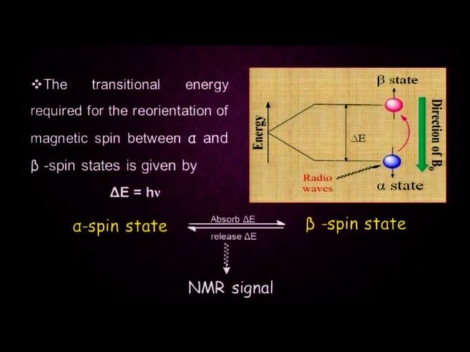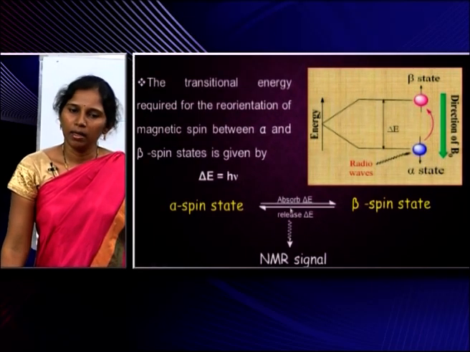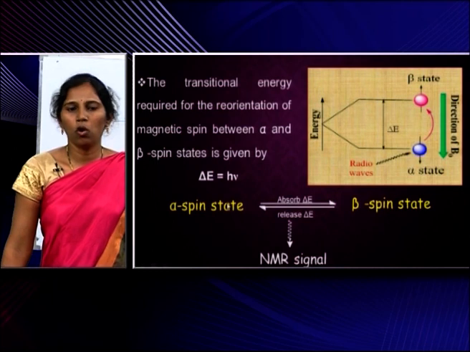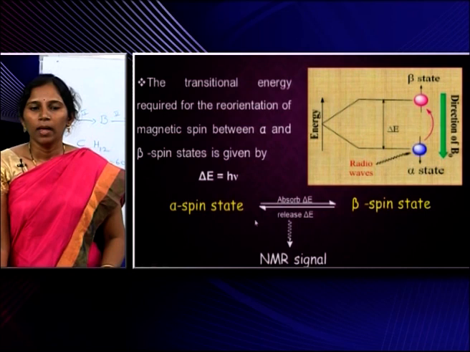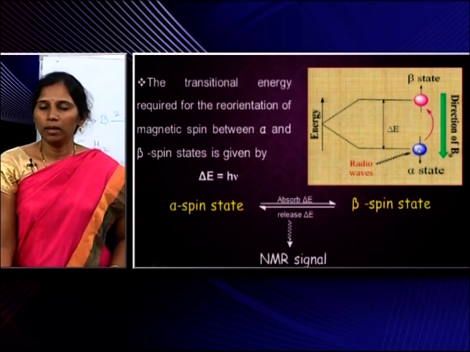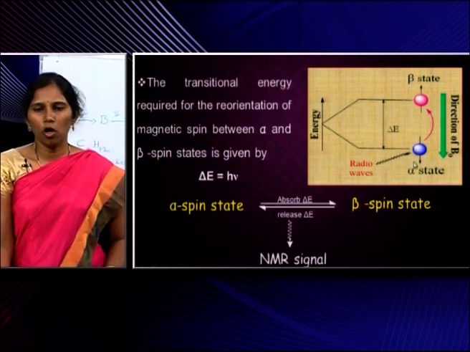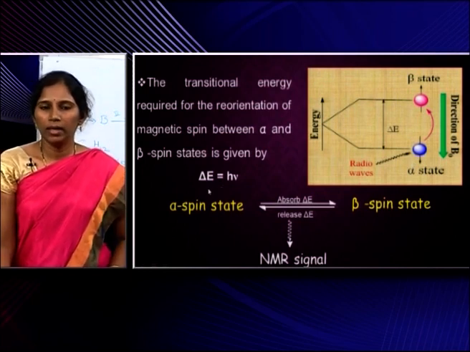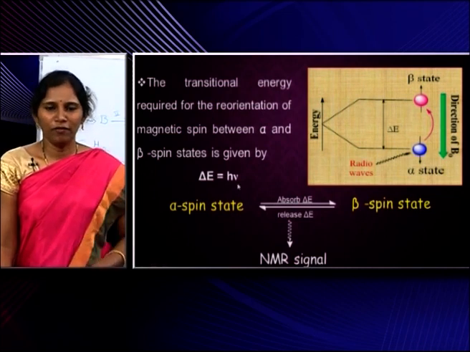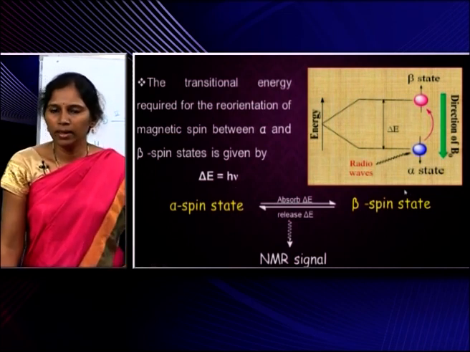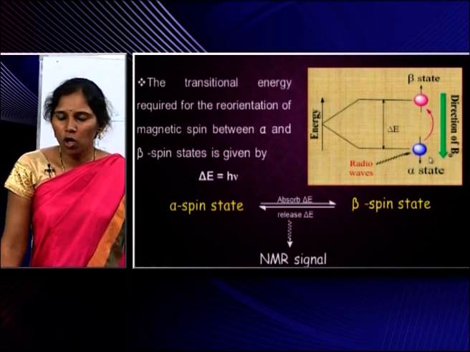Like that, we get a peak in the NMR spectrum. If you observe the equation, the nucleus in alpha state turns to beta state by absorbing energy and goes back to alpha state by releasing the same amount of energy, producing a signal. Here the energy absorbed by the nucleus in alpha state is given by delta E equal to h nu. h is Planck's constant and nu is the precessional frequency. Here you know one thing, students, the precessional frequency of this nucleus depends upon the external field.